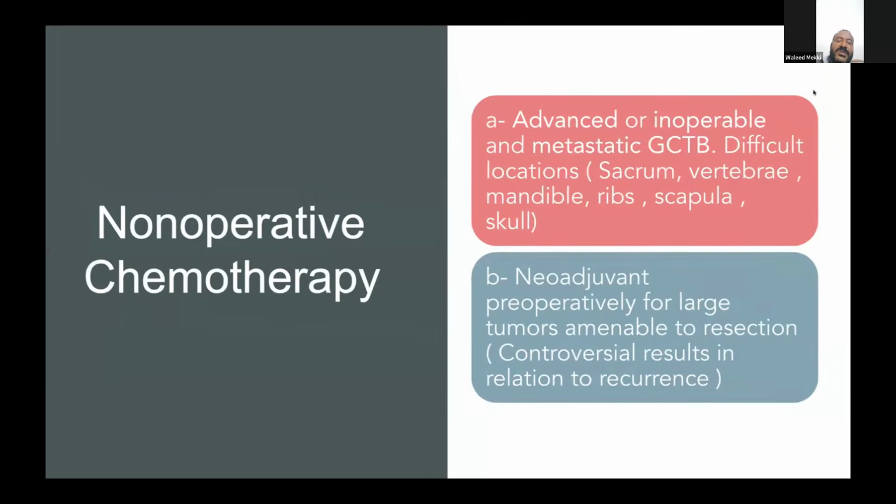Again, chemotherapy is usually reserved for advanced or inoperable cases, like those occurring in the sacrum, vertebrae, mandible, ribs, scapula, and skull. I came across a case occurring in the sphenoid, in the skull, and the only option was using denosumab. We can also use it as a preoperative adjuvant to reduce the size and contain the tumor, to convert it into a resectable one. But this has controversial results in relation to recurrence and even malignant transformation.